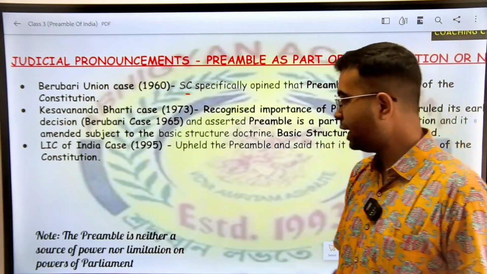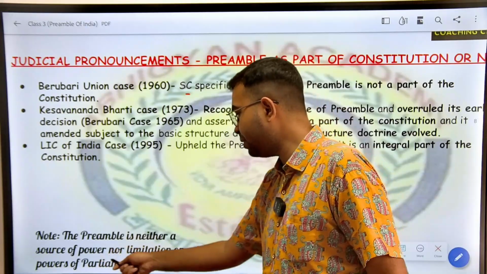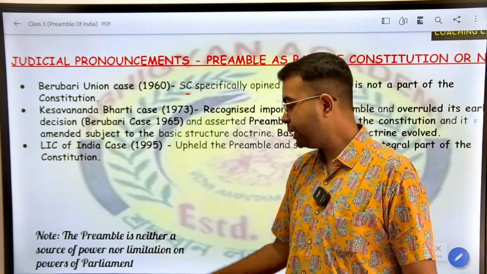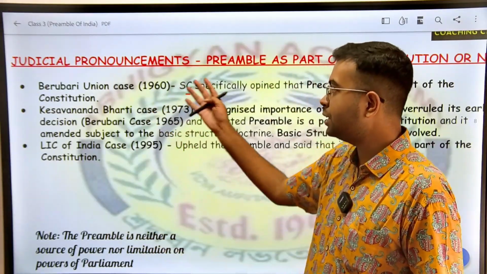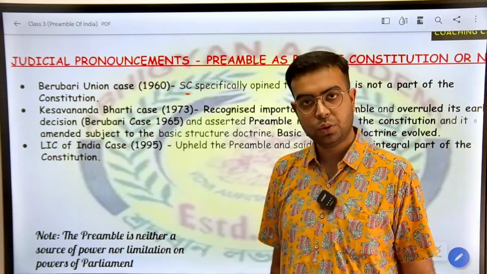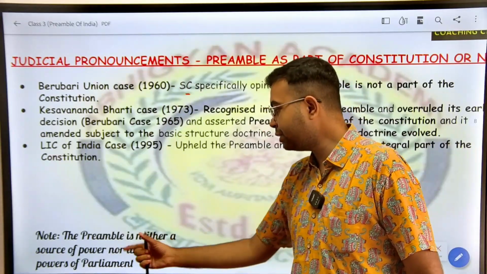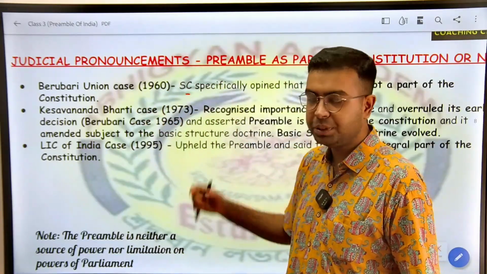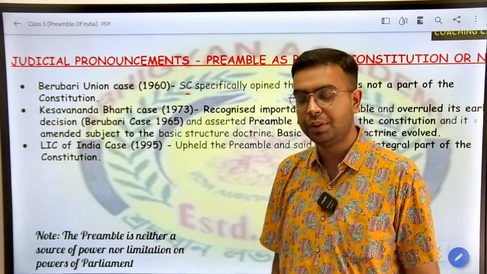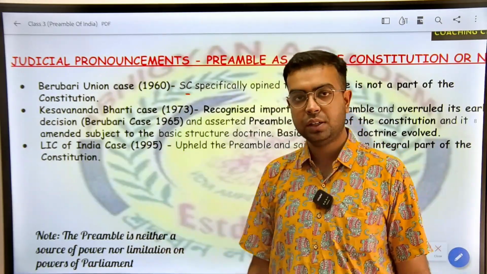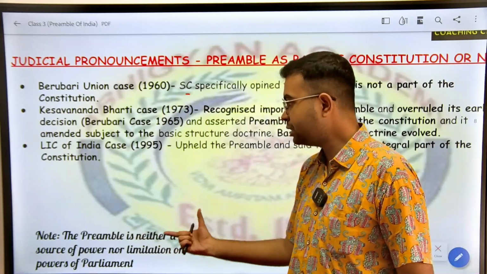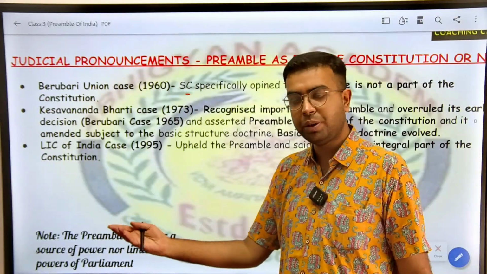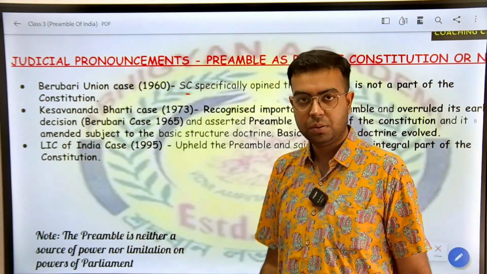Now, the preamble is neither a source of power nor a limitation on the powers of the government. Since the preamble is not enforceable by law, it is not a source of any power, because it is not giving any special powers to the government. And neither is it a limitation on the powers of government, because it is not putting any limitations either. Have you seen anything in the preamble which says this power is given to the Parliament or this power is taken away from the Parliament? No, right? And the preamble is not justiciable by law either. So by common sense, the preamble does not give any power. It is not a source of power, nor is it a limitation on power for the Parliament.